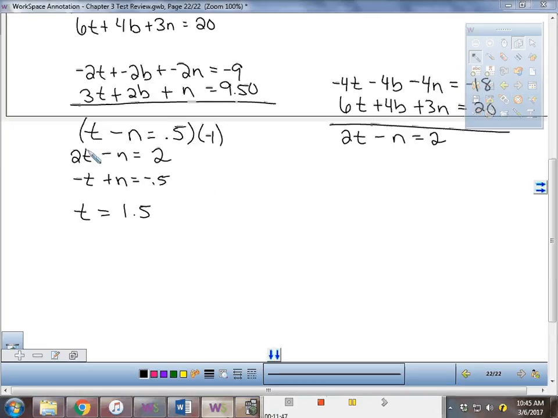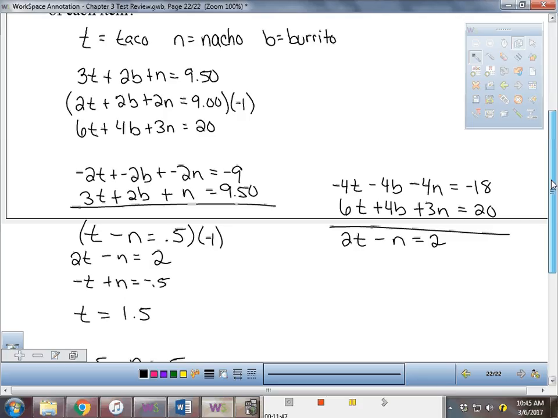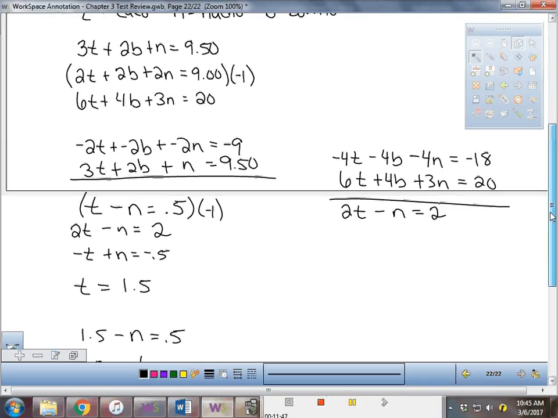Now I'm going to plug it back in here to figure out what N is. So I have 1.5 minus N equals 0.5. Subtract the 1.5 and you get negative 1. Divide by a negative 1 and you get 1. So nachos are $1, tacos are $1.50. And then to find your burritos, you just plug into the top.